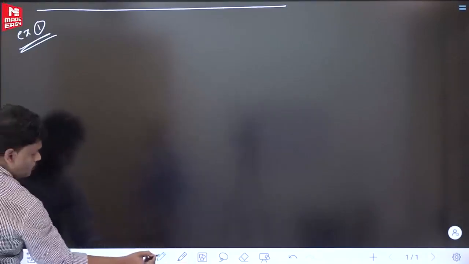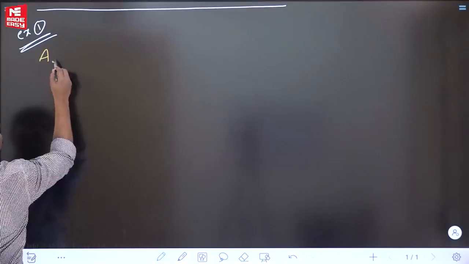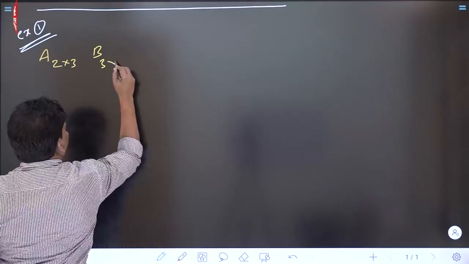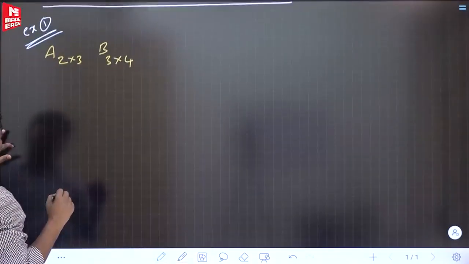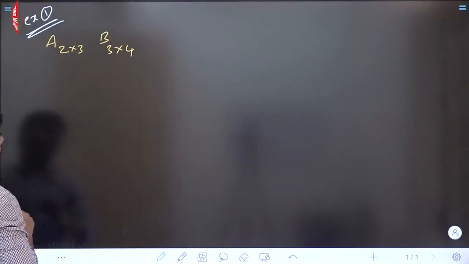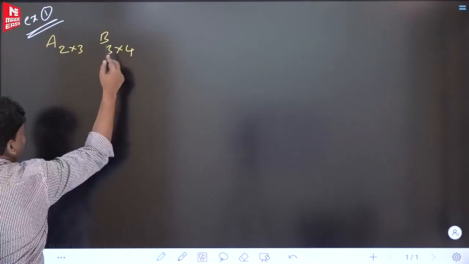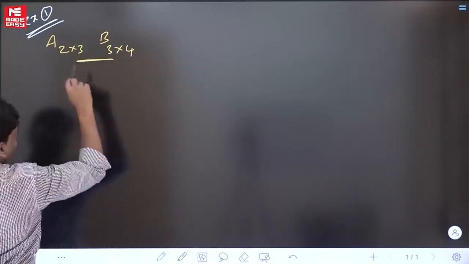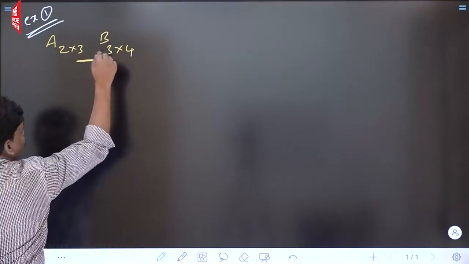Example 1, matrix chain multiplication. A matrix of size 2 by 3, B matrix of size 3 by 4. Two matrices A and B. See this one, these two are same. Why are these two same? To multiply two matrices, there is a condition: first matrix number of columns is equal to second matrix number of rows.